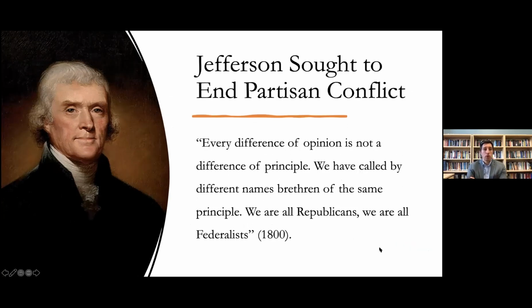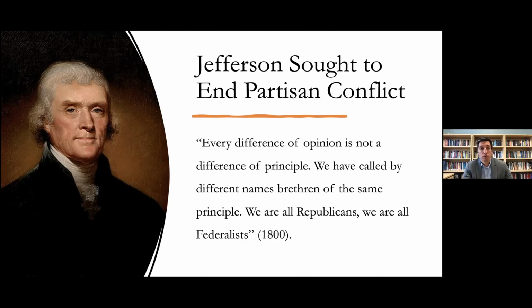So in winning the presidential election of 1800 and winning control of Congress, when the Republicans came to power in the Revolution of 1800, Jefferson wanted to end the partisan conflict that had characterized the 1790s. And so he said in his inaugural, "Every difference of opinion is not a difference of principle. We have called by different names brethren of the same principle. We're all Republicans. We're all Federalists." So he wanted Americans to unite together and to support the common good and no longer be divided into parties.